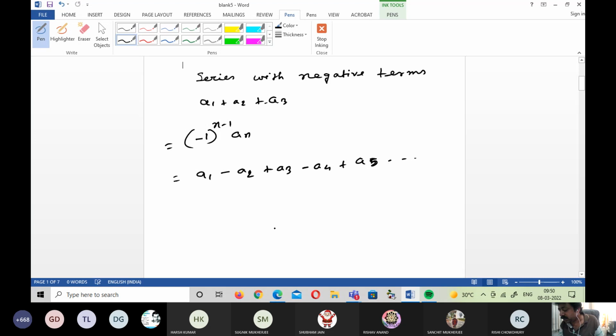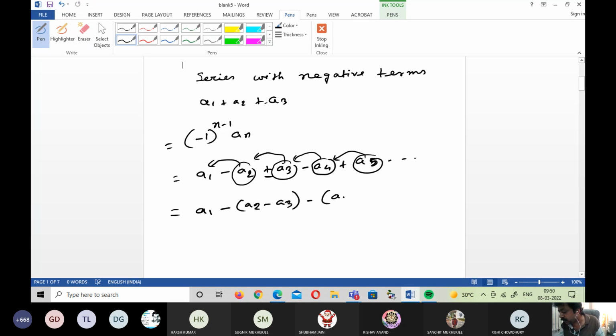Now you see one thing, that if the terms are gradually reducing, meaning a2 is less than a1, a3 is less than a2, a4 is less than a3, a5 is less than a4. If this is the situation, then a1 minus (a2 minus a3) can be written, because minus minus is plus. Similarly, minus of (a4 minus a5) can be written.